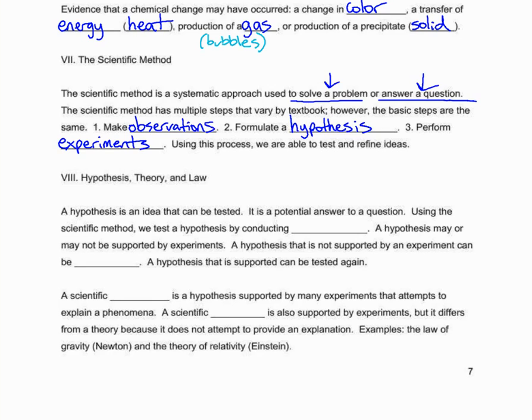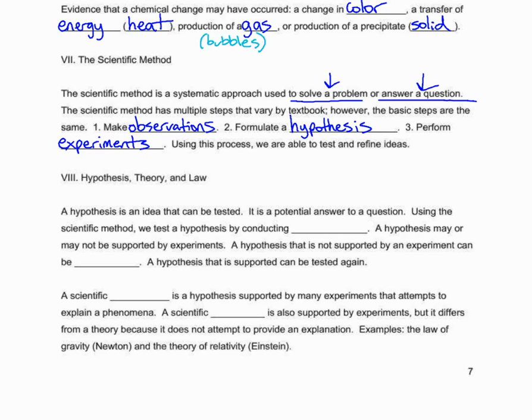Other versions of the scientific method will include things like they may consider data collection a step. Conclusion may be a step. Revisions may be a step. But those all vary. These are the three things that I see consistently regardless of the textbook.